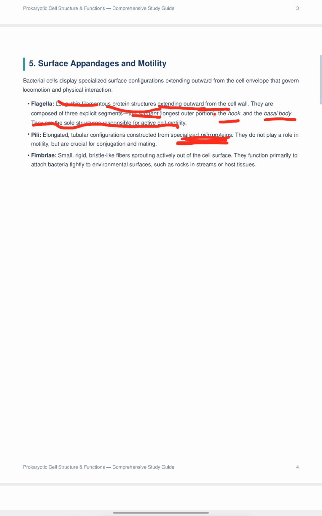Pili are long tubular structures that help transfer DNA from one bacterium to another bacterium. Then fimbriae. Fimbriae are small, rigid, bristle-like fibers sprouting out from the cell surface, primarily to attach the bacteria tightly to environmental surfaces such as rocks in streams.